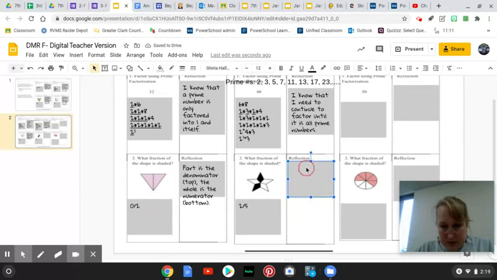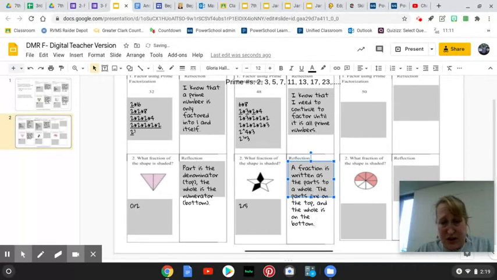So a fraction is written as the parts to a whole, or parts are on the top and the whole is on the bottom.